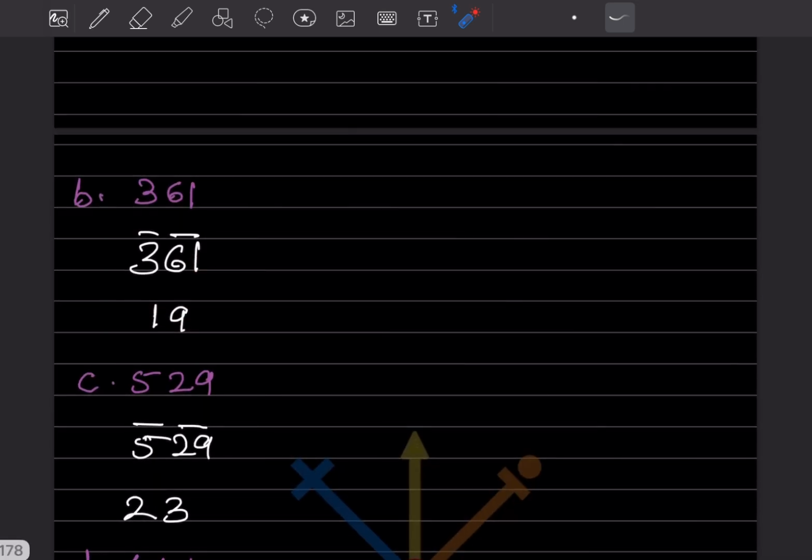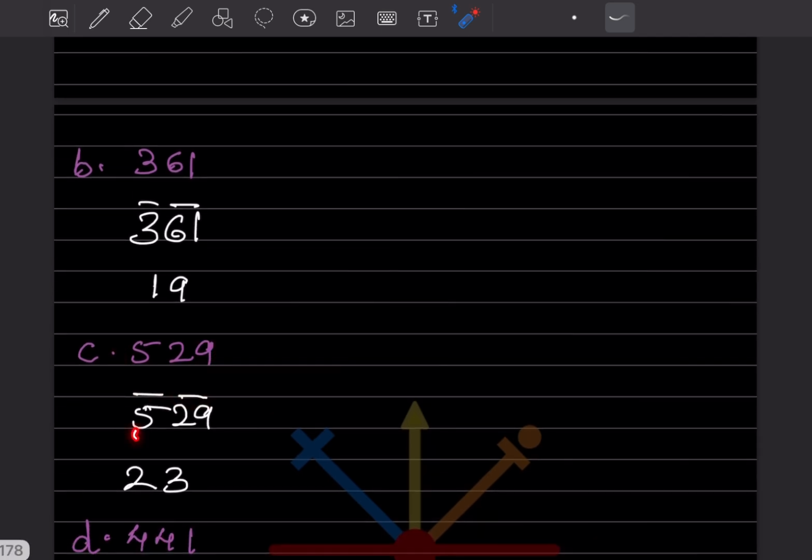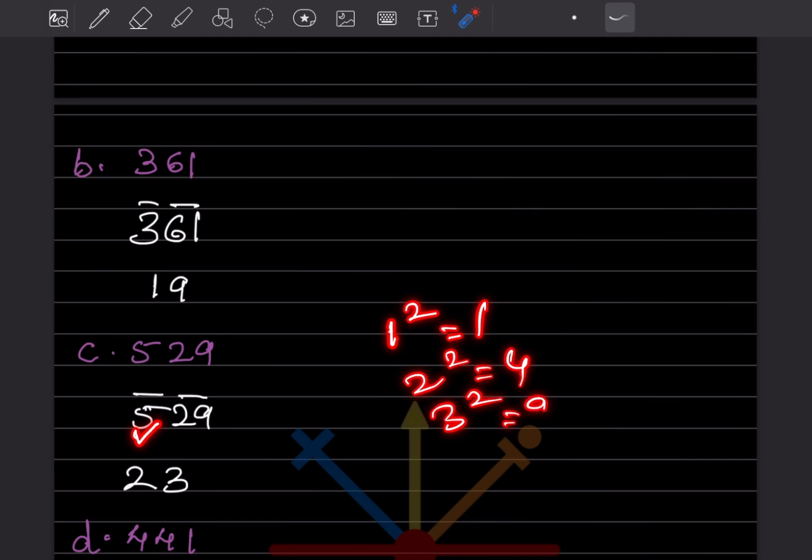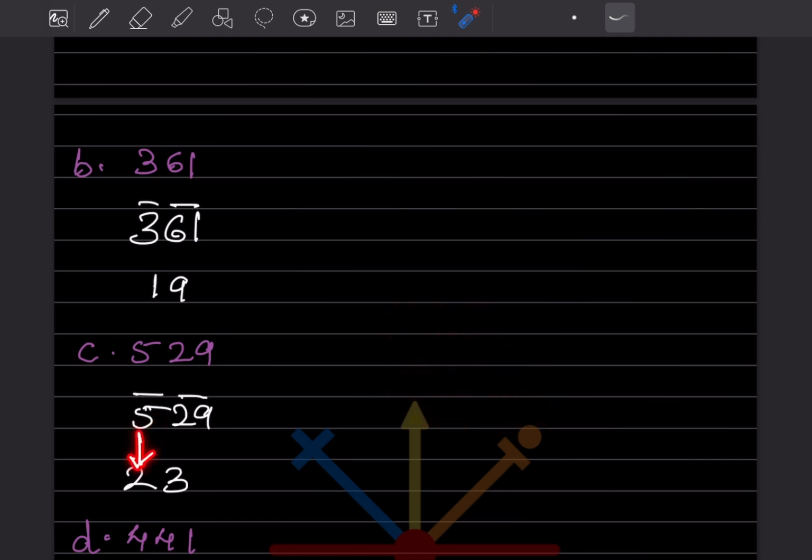Now we are going to see this number. Again here we are going to form pairs. Now we are going to concentrate on 5. 1 square is 1, 2 square is 4, 3 square is 9. But this is 5, so the first number should be 2. Now we are going to see the ending one. So this is going to be 9. 9 means 3 square will be 9 or 7 square will be 49. That is going to be 9.